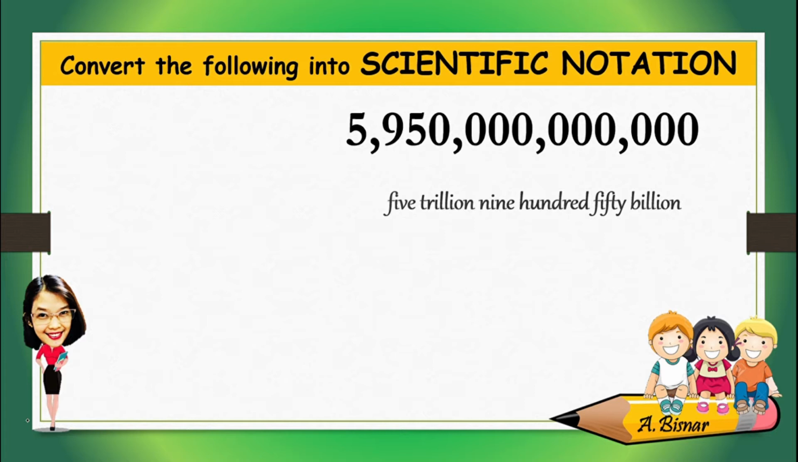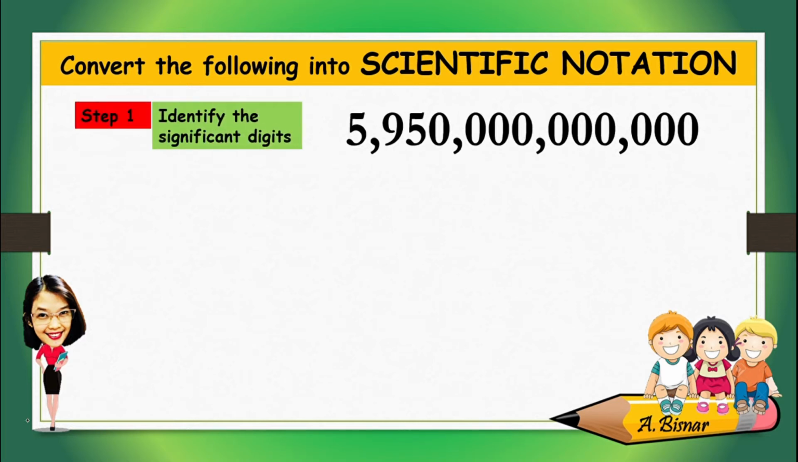So these are the steps that we are going to follow. Step 1. Identify the significant digits. So from what we have studied before, these zeros are trailing zeros and therefore they are not significant. So we only have 5, 9, and 5 as our significant digits.